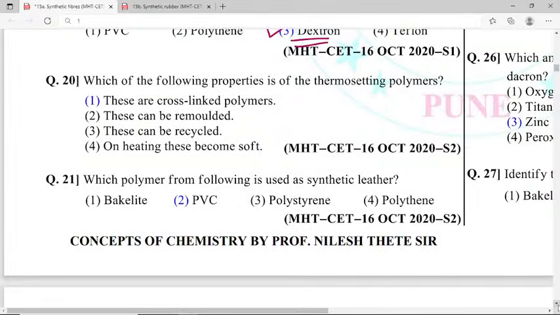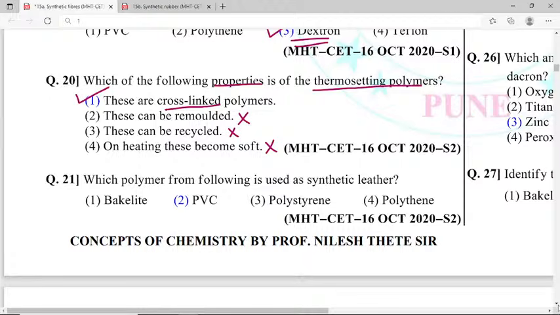Which of the following is a property of thermosetting polymers? It has cross-links. Yes, this is the property of thermosetting polymers. Can it be remolded? No, it cannot be remolded. Can it be recycled? No, it cannot be recycled. On heating, does it become soft? No, it does not become soft. So what is the answer here? These are cross-linked polymers.